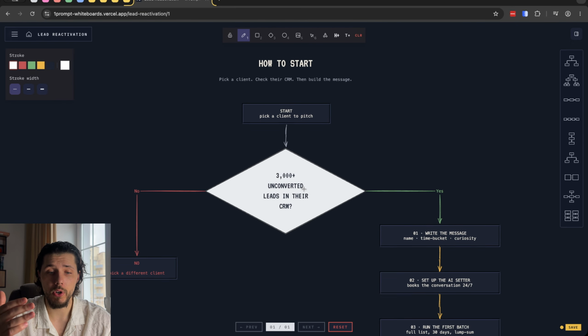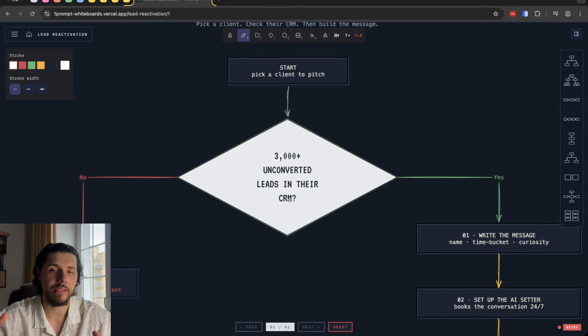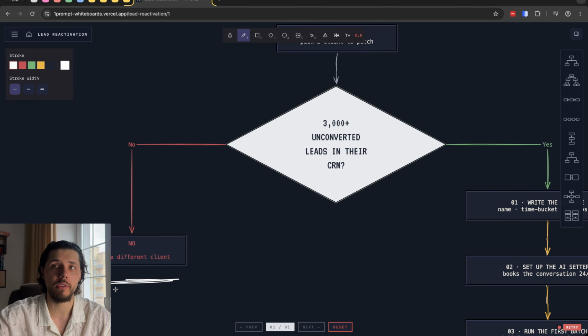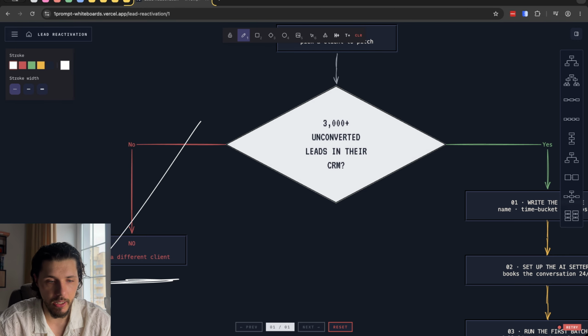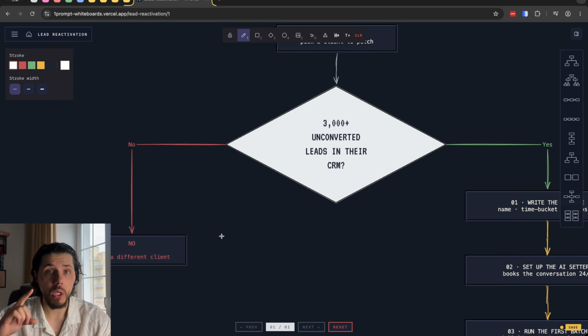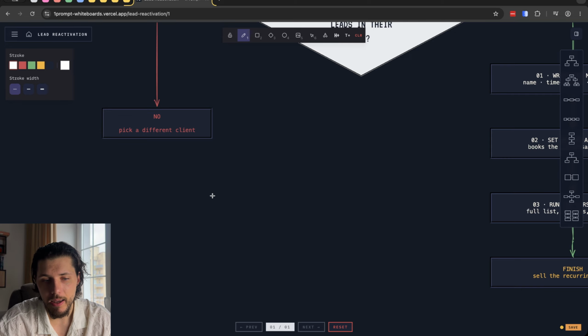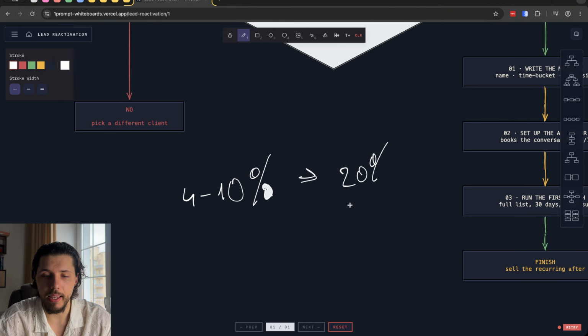Now, how would you score it? First, you need to ask yourself, does the business that you work with have at least 3,000 unconverted leads in their CRM? If not, usually this is not worth it. The only time it can be worth it with a smaller number of leads is when they're selling high ticket services, so each lead is worth much more. You need to understand what the actual value is going to be, because if you do everything that I said above, you can expect, let's say, a 4 to 10% reply rate on your campaigns, and then you can expect, let's say conservatively, 15% bookings out of all the replies.